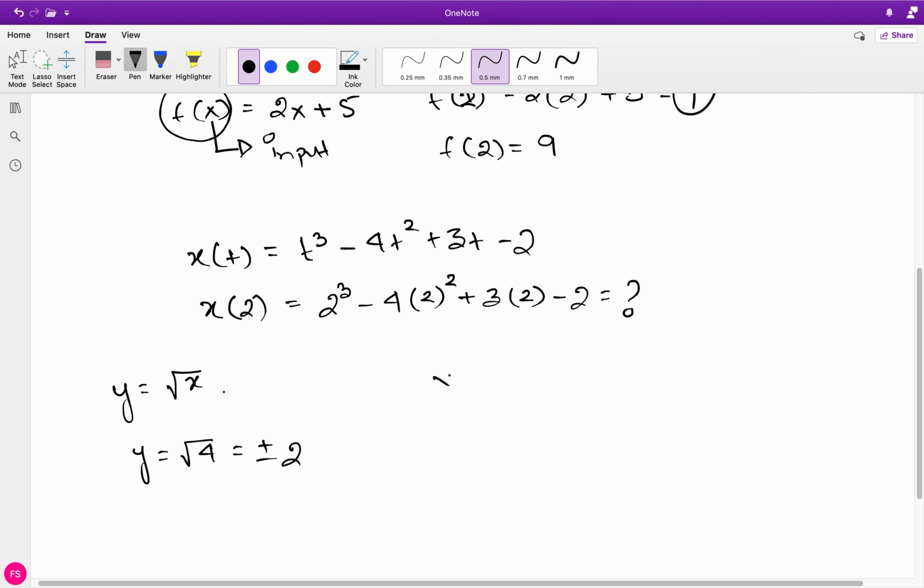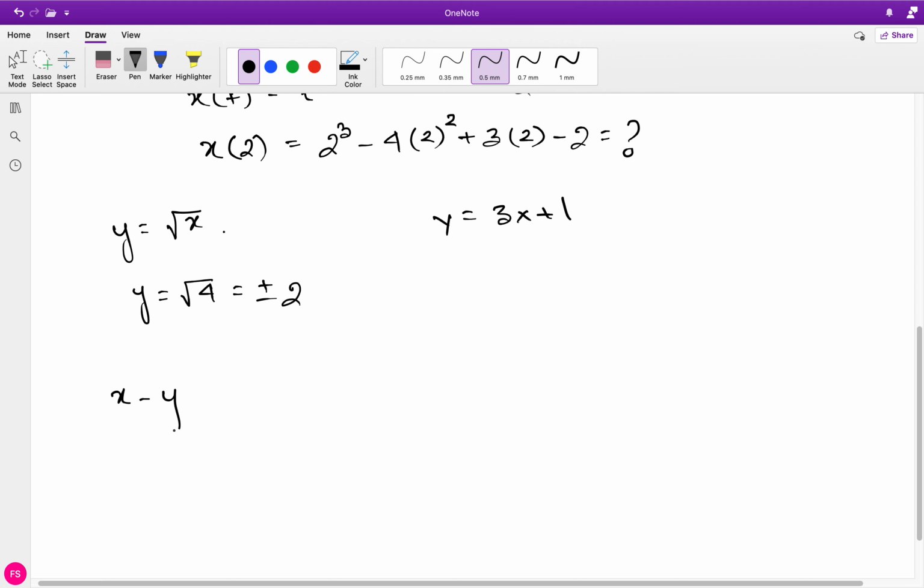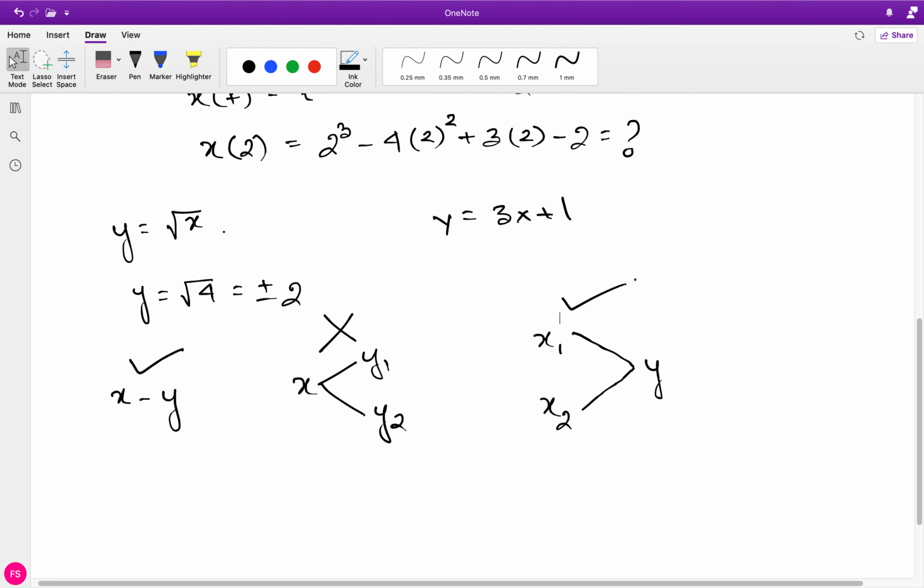Now, y equals 3x plus 1 is a function because no matter what your input is, it will always give you one output. So to summarize, if your x has only one y, that means this is a function. If your x has two y's, y1 and y2, then this is not a function. But if x1 has this output y, but x2 also has this output y, it can still be a function because 1 x has only one output. It doesn't have two outputs. So as long as it satisfies the condition, this is a function.